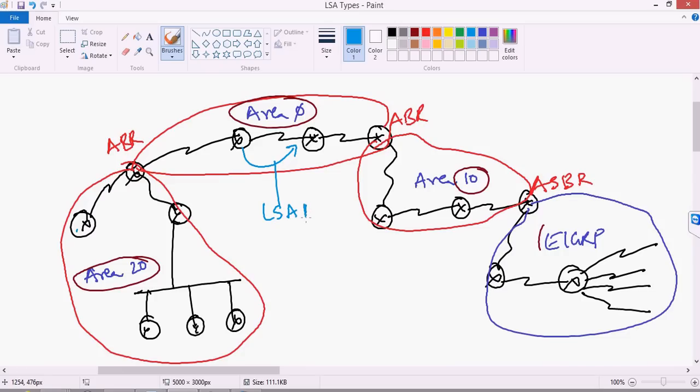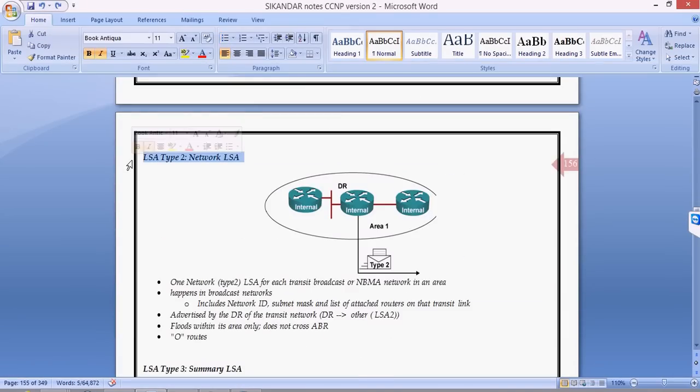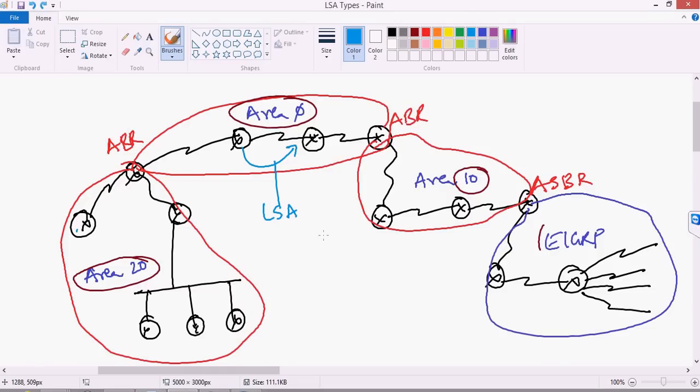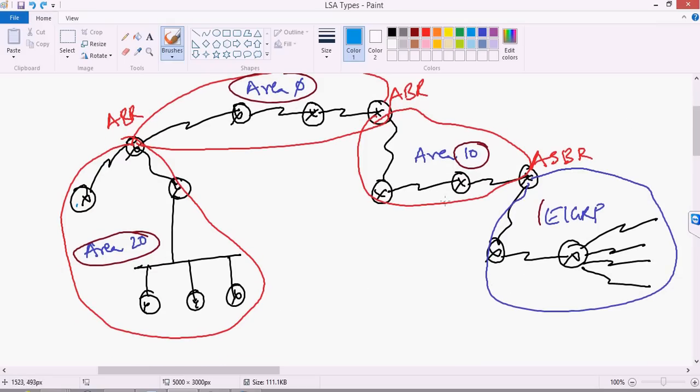If you remember, in the previous sessions we discussed DR BDR elections in broadcast networks. Whenever you have routers connecting to a broadcast network, meaning an Ethernet network where there is a possibility of broadcast, like a router connecting to an Ethernet switch, which again connects to some other routers, there are DR BDR elections. DR BDR election is actually a loop prevention mechanism.